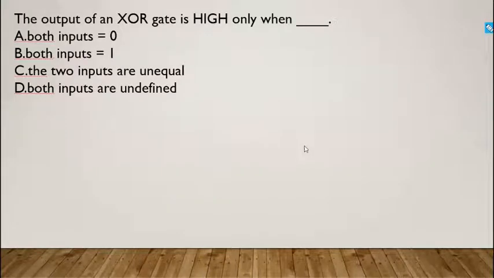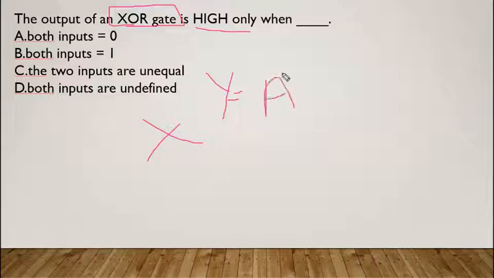The output of an XOR gate is high only when... In yesterday's class, I had taught you the logic for the XOR gate. Even if you don't remember the truth table, if you remember the formula for this XOR gate, then you can say when the output will be high. So now let us see how we can derive that. The logic for the XOR gate is Y equals A bar B plus A B bar. So this is the logic.